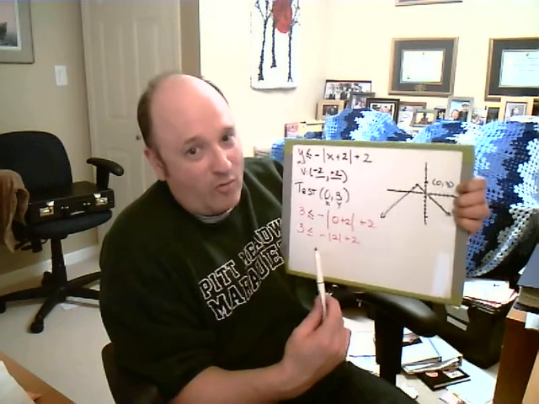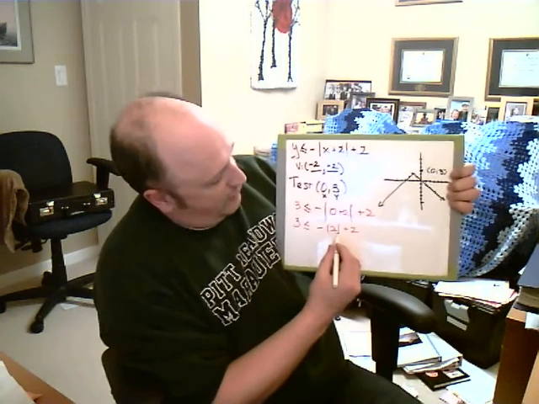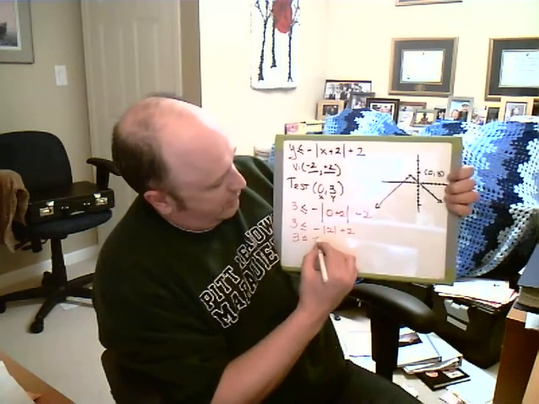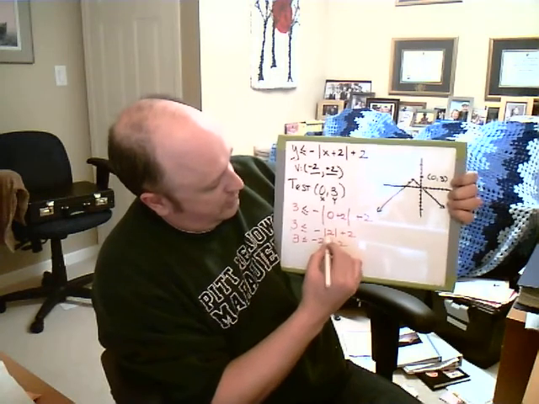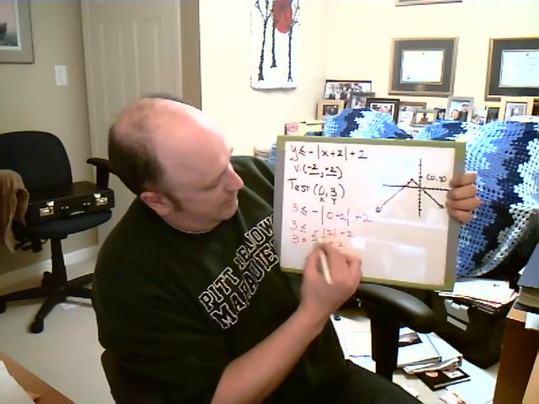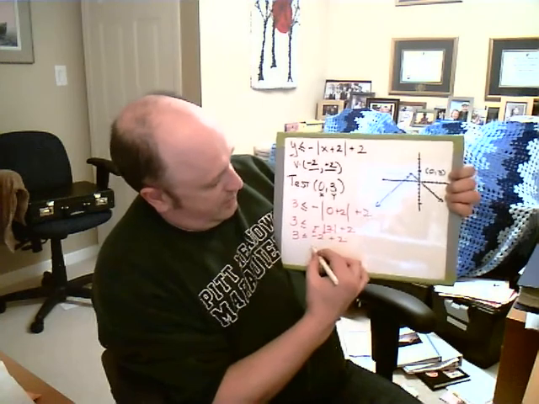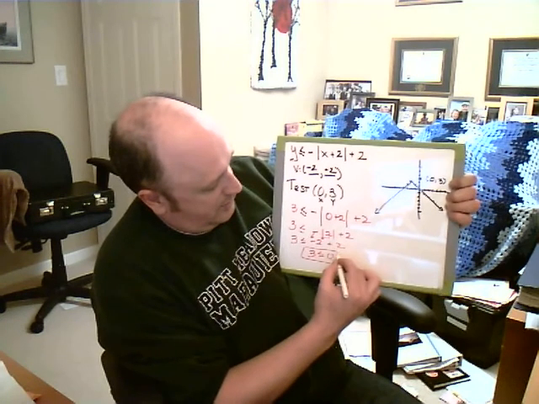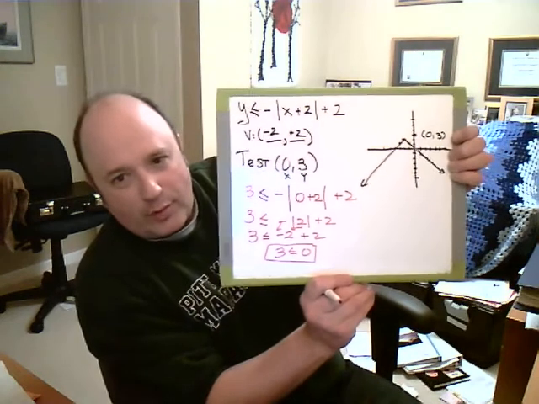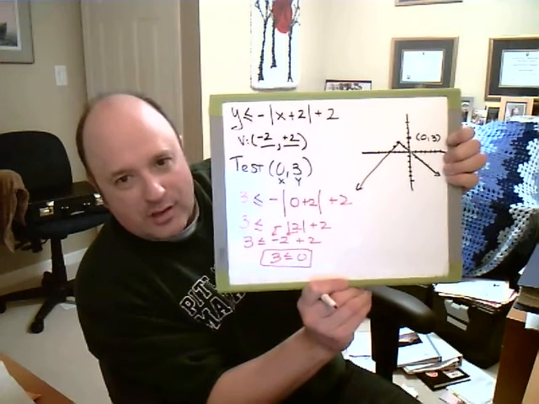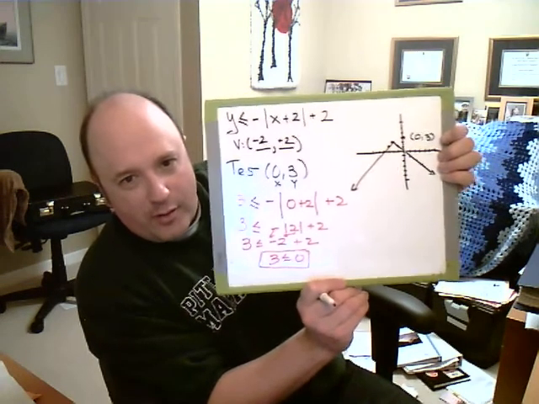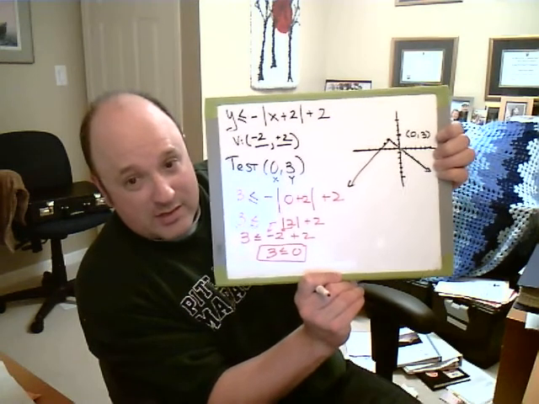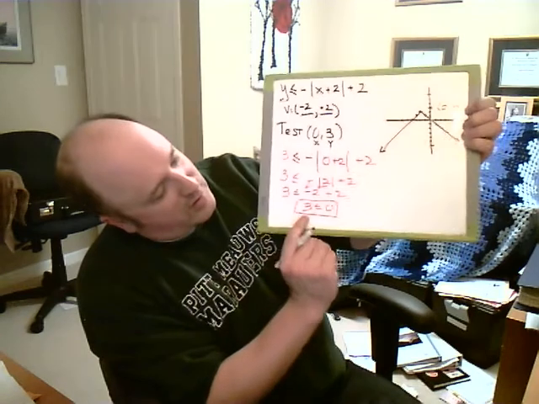Okay, so the absolute value of 2 is 2, so I get 3 is less than or equal to negative 2 plus 2, right? There's that, and there's that. So 3 is less than or equal to 0. Is that true? Is 3 less than or equal to 0? No, it is not. Sorry, 0 is less than. So this is backwards, the sign should be backwards.